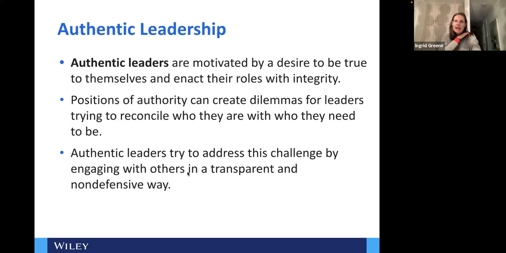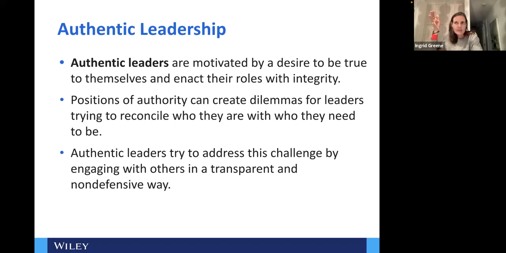Authentic leadership. This kind of speaks to me a little bit because I feel like I try to be a person, what you see is what you get. Being true to oneself and acting in their roles with integrity. No hidden agendas is the term that I wrote with this one. But it can create a challenge, because when you're in a position of authority, leaders sometimes try to reconcile who they are with who they need to be.